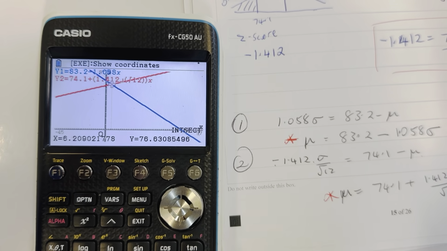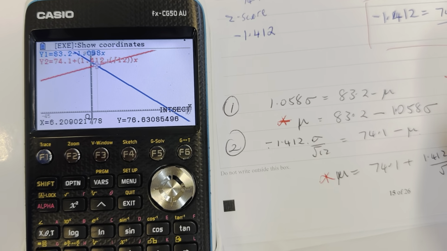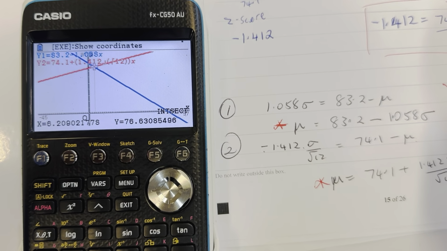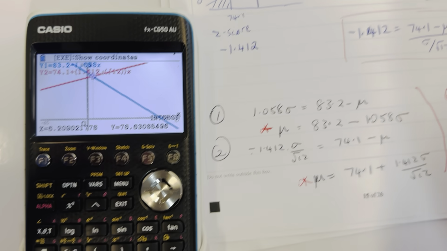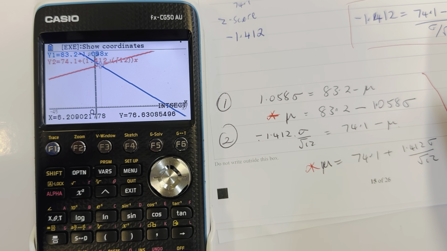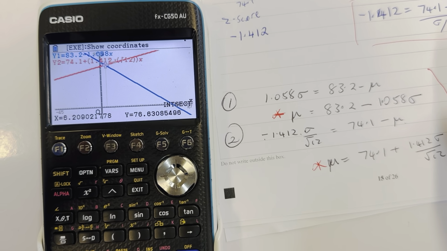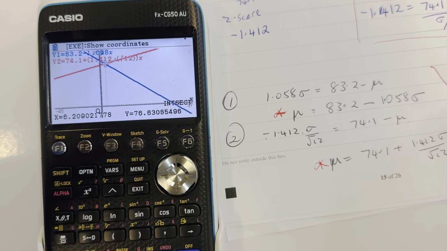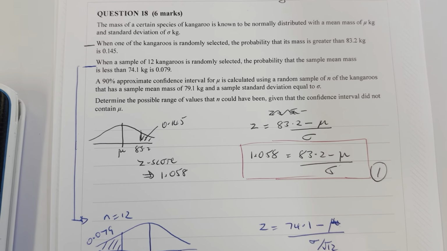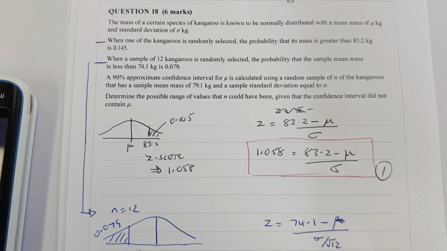Okay, so I've graphed, G-Solve, and remember my x is my sigma, which equals 6.209, and my mu equals 76.63. Okay, so there I've found them. That was a big part of what we had to do. What do we have to do next? What's the next step?